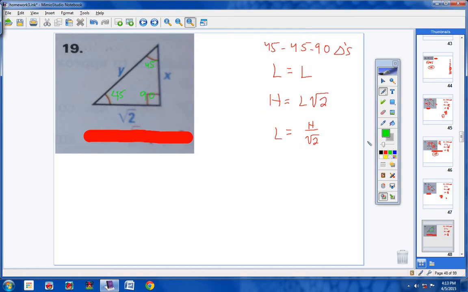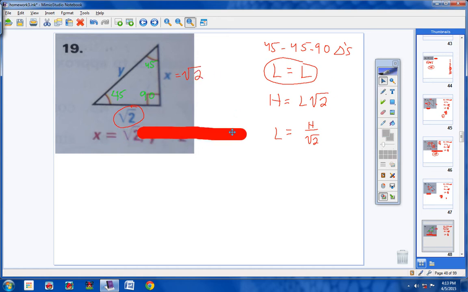Now, look carefully. Have they given us a leg or a hypotenuse? Well, your hypotenuse is right here. Here's your 90 degrees. Go straight across. This is your hypotenuse. So they have not given us the hypotenuse. They have given us a leg. So first of all, a leg always equals the other leg in a 45, 45, 90 triangle. So if this is square root of 2, we know the other leg is also what? Square root of 2. That's pretty simple, okay?